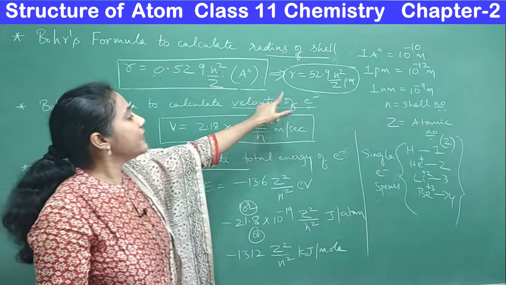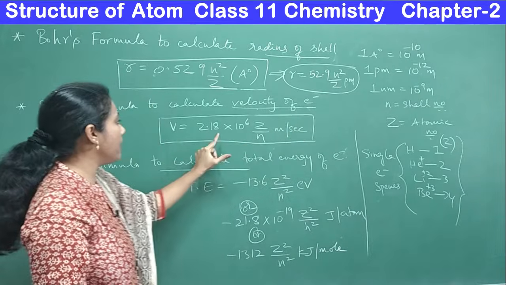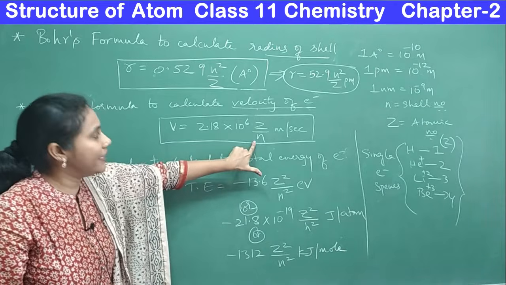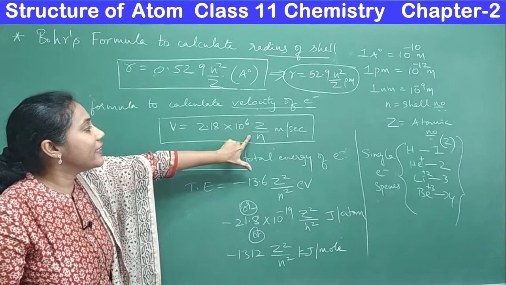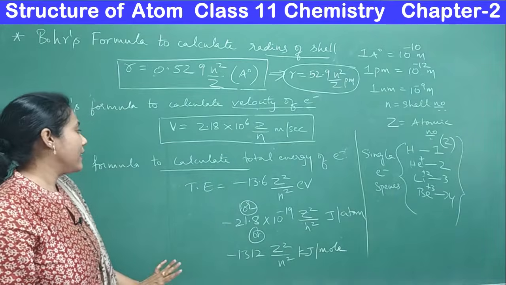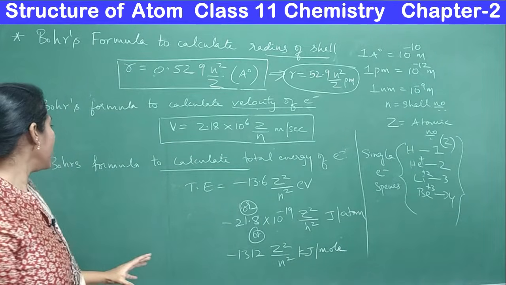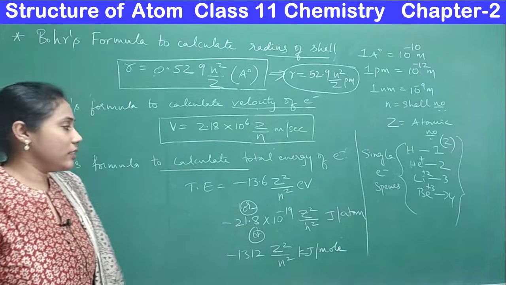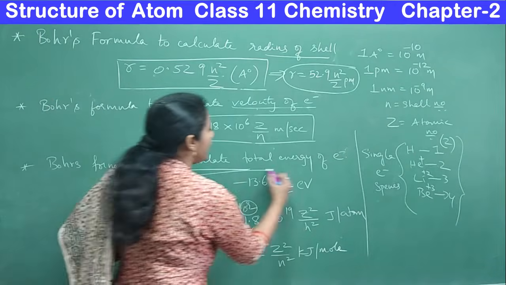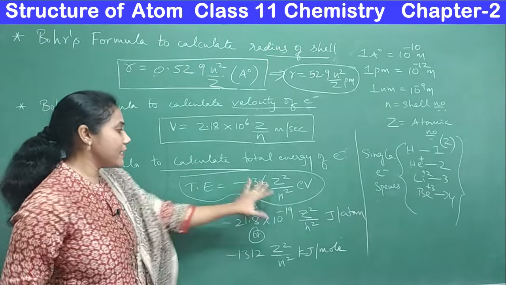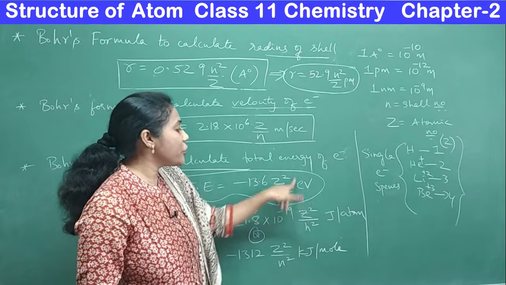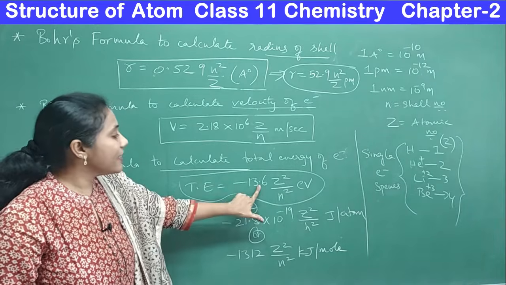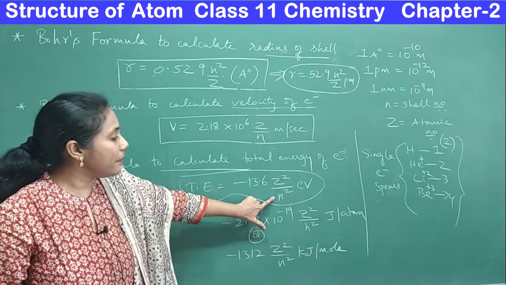You are calculating the speed in terms of meter per second. The formula is 2.18 into 10 power 6 Z by n. It is Z by n. Here it was n square by Z, but here it is Z by n. Now coming to the most important formula, guys, that is to calculate the total energy of an electron. Total energy of an electron is calculated mainly by this formula. You are calculating in electron volts. That is, total energy is equal to minus 13.6 into Z square by n square.